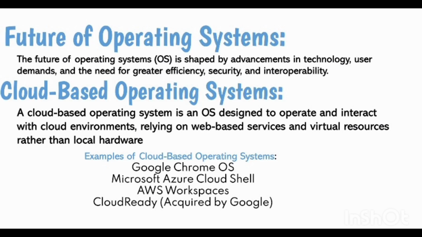The future of operating systems is shaped by advancements in technology, user demands, and the need for greater efficiency and security. Next, cloud-based operating systems. A cloud-based operating system is an OS designed to operate and interact with cloud environments, relying on web-based services and virtual resources rather than local hardware. Examples of cloud operating systems are Google Chrome OS, Microsoft Cloud Shell, AWS WorkSpaces, and CloudReady, acquired by Google.